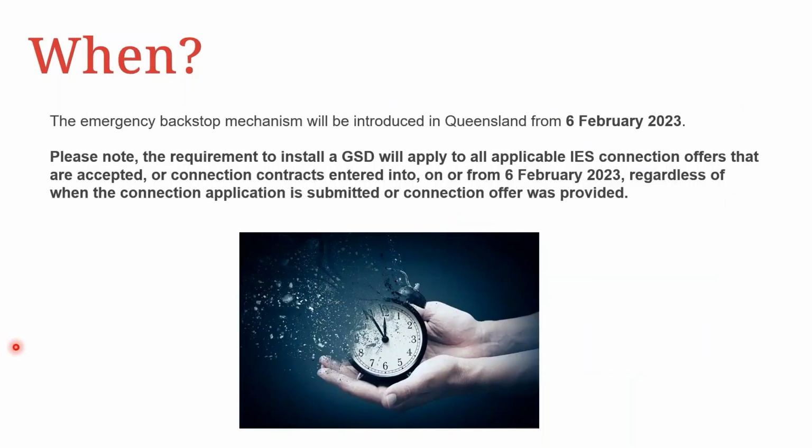Okay, so the next question is, when will it be implemented? On the 6th of February 2023, installations in Queensland will require the use of GSDs, so we don't have a great deal of time left. Don't worry, if you still have any questions after this presentation about how to fulfill this requirement with a Fronius, don't hesitate to contact us at Fronius Australia.